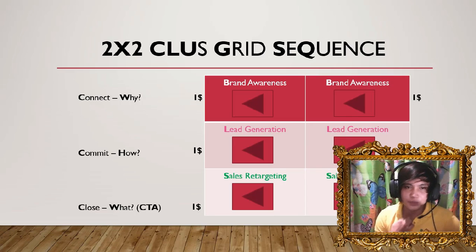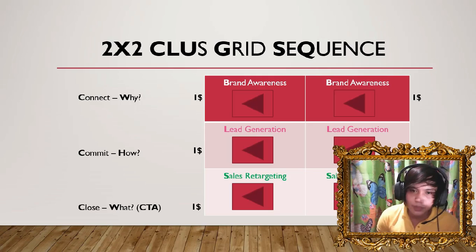So next, let's proceed to the 2x2 close grid sequence. So first, connect, commit, and the third one is close. In the first phase, you have to create 2 videos for brand awareness. In the second phase, you have to create 2 videos for lead generation. In the third phase, you have to create 2 videos for sales retargeting, which is the call to action.